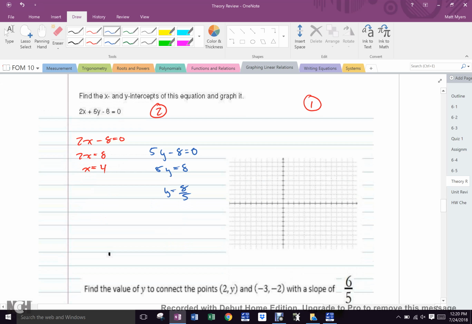To graph that effectively, you're going to need to use fractions. X is 1, 2, 3, 4. Y is 8/5, which is just a little past 1.5. So your line looks like that for 3 marks.